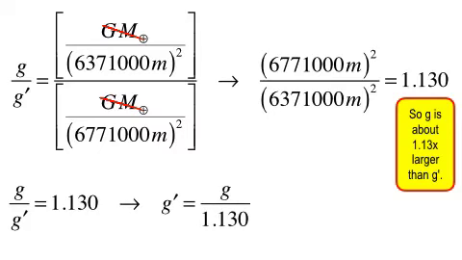And what that means is, do a little cross multiplication. g prime is equal to g divided by 1.130. And so that works out to 8.7 meters per second squared for the value of g prime out on orbit. Now we're going to put a minus sign on that in a second.